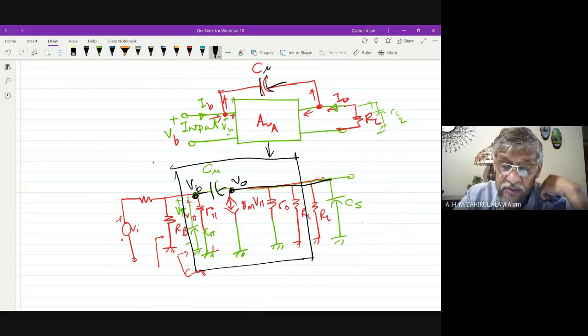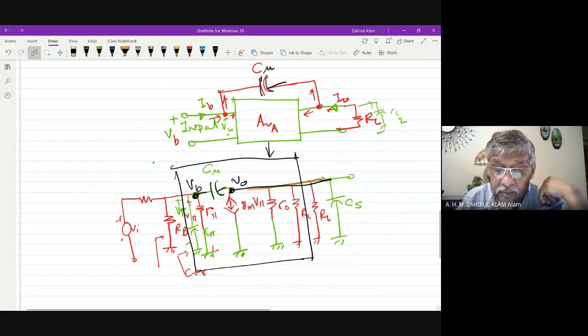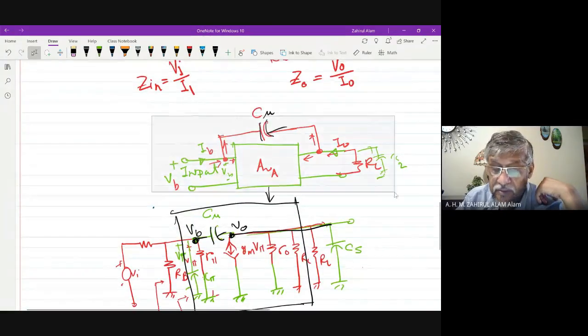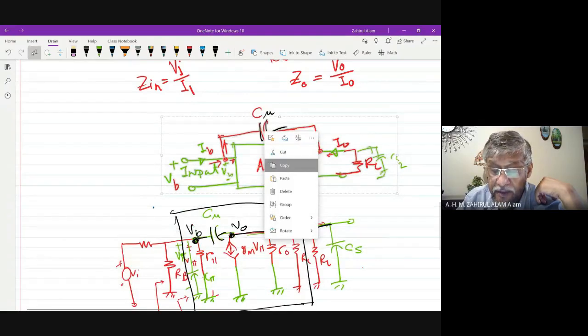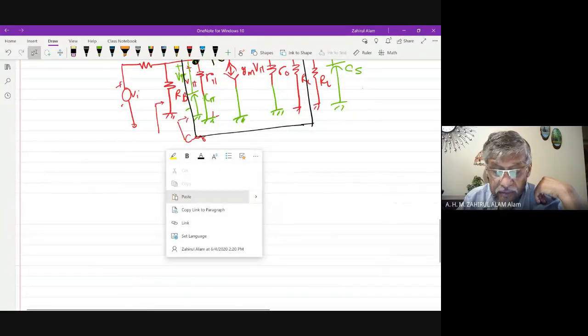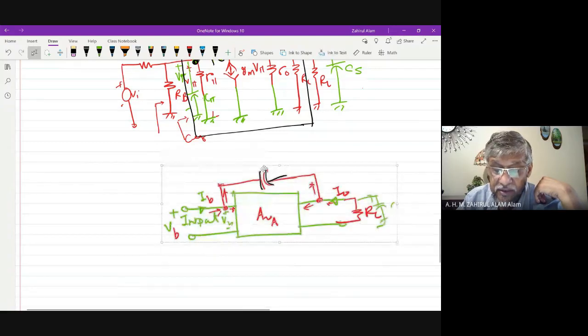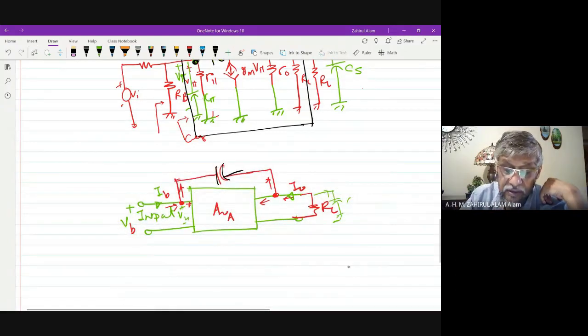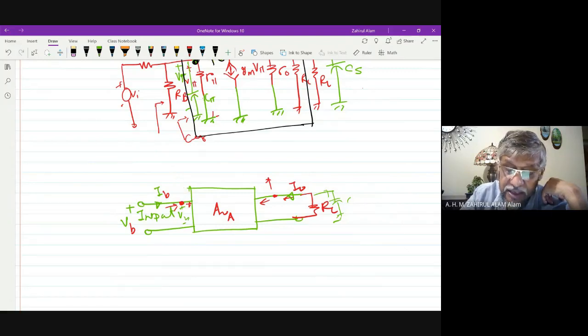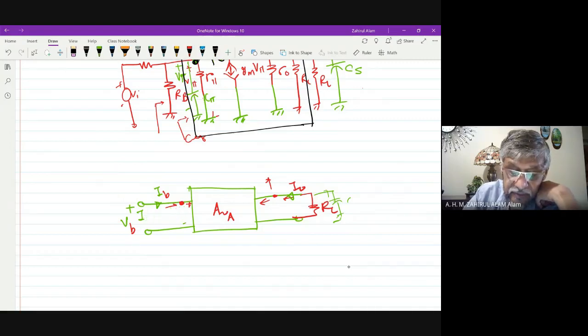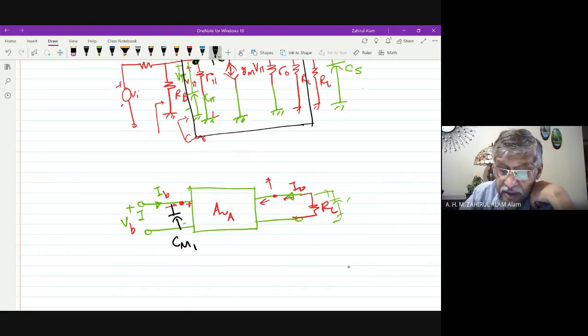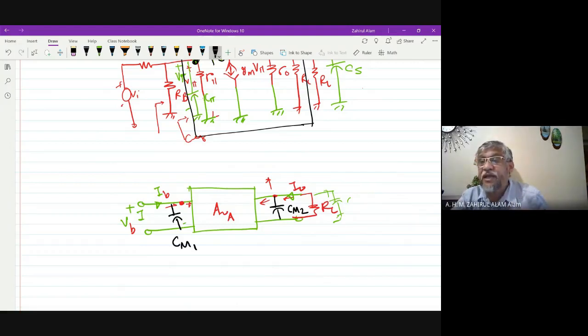Now, as I mentioned, the C mu capacitance, this capacitance, we can transform to the input side and output side, CM1 and CM2, by applying Miller's theorem.